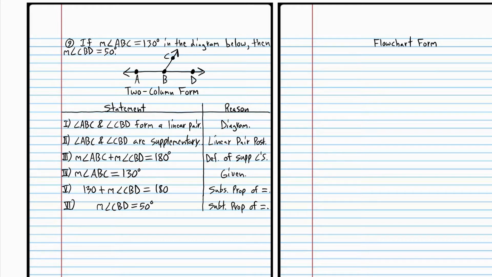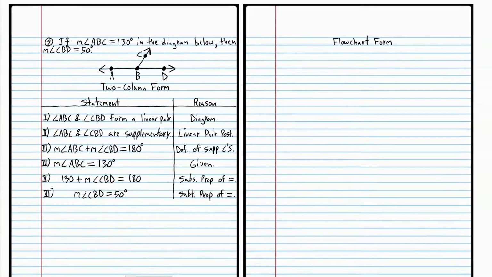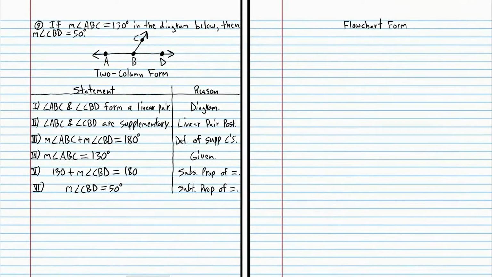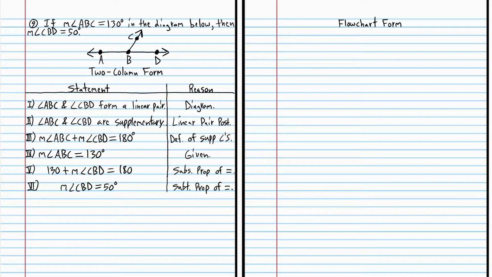Now, why do we care about that? Well, because if angles are supplementary, by definition, that means they add up to 180 degrees. And we know this information, that's given. So then we can just plug in 130 to ABC here using the substitution property of equality, and just subtract 130 from both sides, and we get the measure of angle CBD is 50 degrees. So you can see there's a flow of thoughts here, but it's hard to show that flow when you can only go straight down in columns. So now you're going to convert to a flowchart form. So go ahead and try that, and when you come back, we'll do it together.